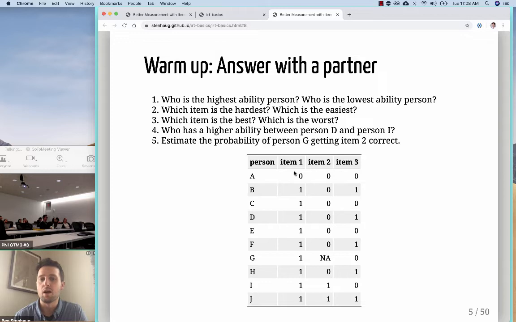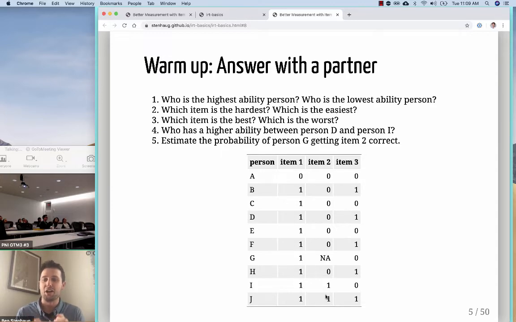So item one is easier, so it's probably better at telling low ability people from medium ability people. But item two is harder, so it's probably better at deciphering, are you medium ability or are you high ability? Like this, what's the transition from H person to I person and their ability to get that?